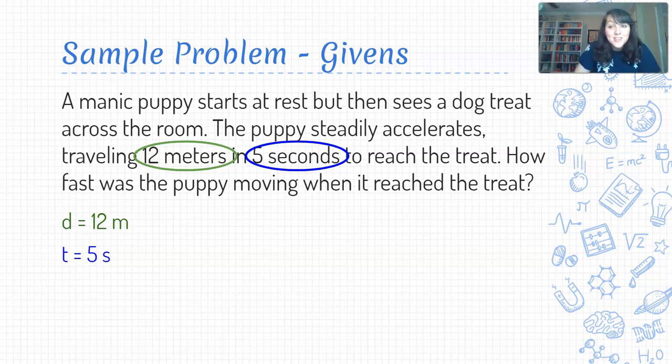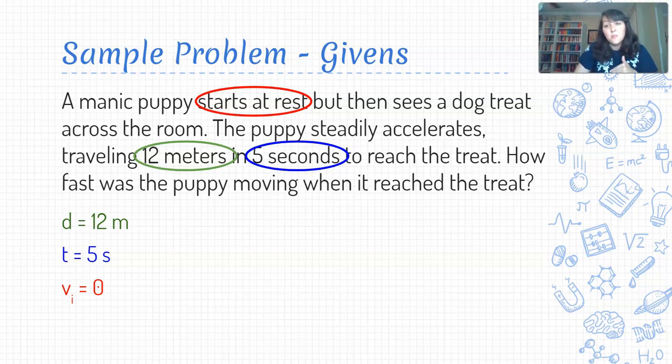All right. The third thing that we have is the phrase "starts at rest." If you are starting at rest, it means that at the beginning of its journey, the puppy isn't moving at all, which means that it's starting off with an initial velocity of 0. So that is our third piece of information that we have here.